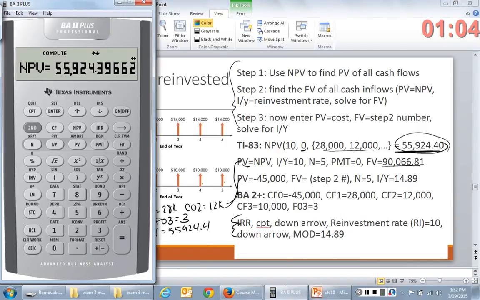Now we need to follow these 2 steps right here. So our net present value, we've solved for that. You simply push the PV button now. Well, I thought that you had to push clear once and then the PV button. So we've set in our present value, same as our net present value. N is 5. The discount rate is 10. The payment is 0. And we compute the future value. And you get $90,066.81.